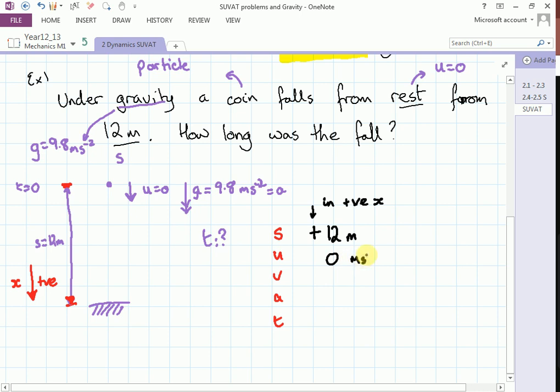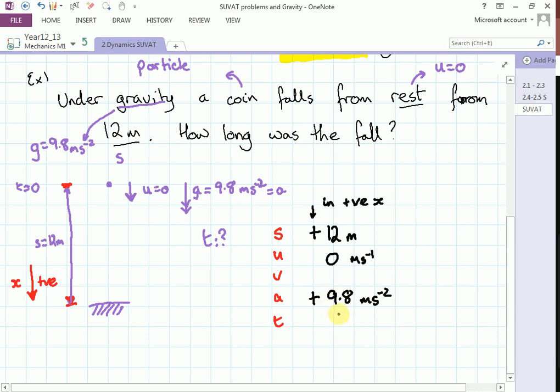Doesn't actually matter. I'm putting units on just to get used to doing it. You don't always put the units in when you're doing SUVAT because you're really just collecting the information together. But I'm trying to emphasize the units you should expect, and thank you for correcting my gravity. V, do we know V? No. Leave it blank. A, do we know A? 9.8 meters per second squared. Is it positive or negative in our diagram? Positive. And time, do we know it? No. Do we want to know it?